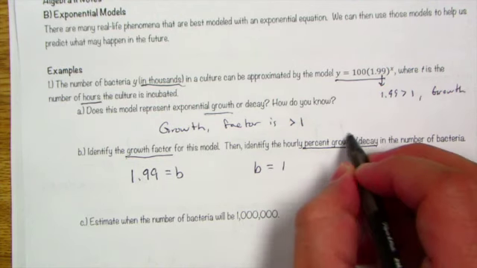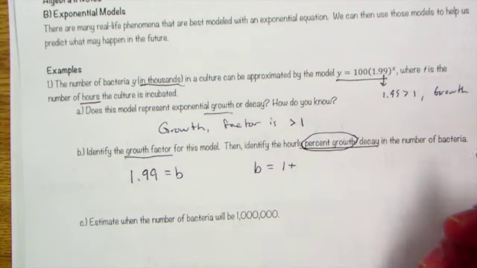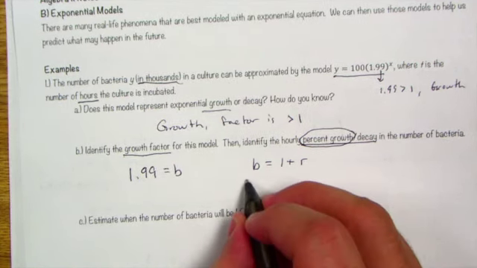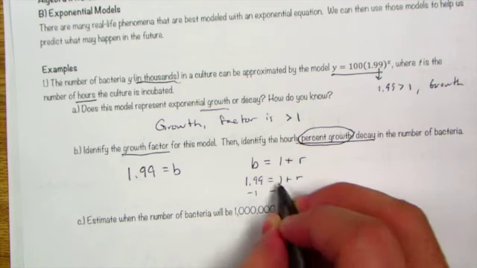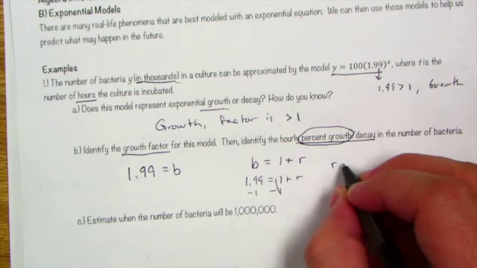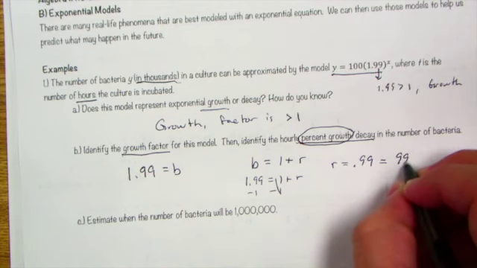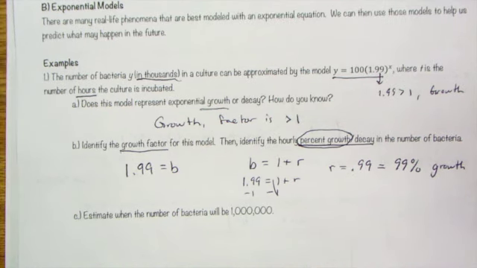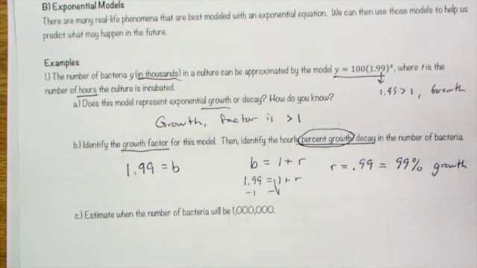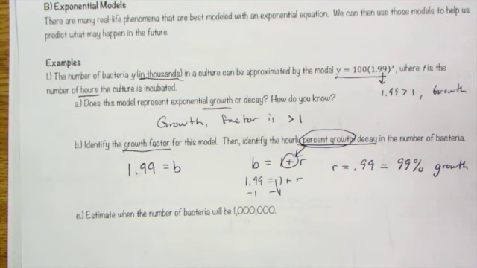Because we already know that this is growth, I'm not going to use the minus R, I'm just going to use the plus, because minus would be decay. 1 plus R. Well, we already know that B is 1.99, so 1.99 equals 1 plus R. I simply subtract the 1 over, and I get R equals 0.99, which equals a 99% growth. 0.99 is 99%. So that percent growth is plus.